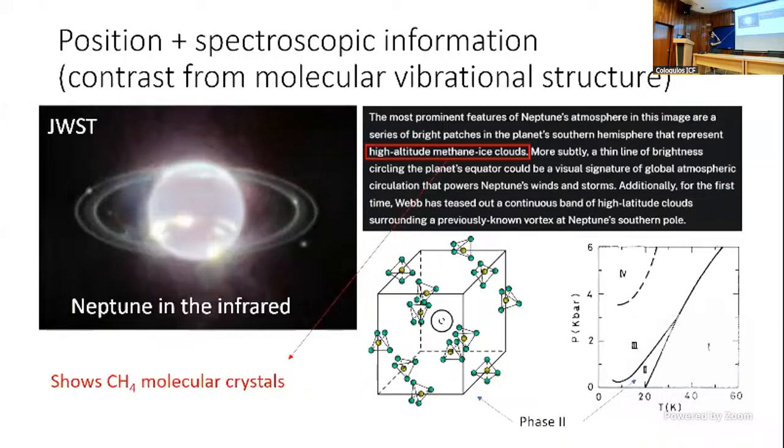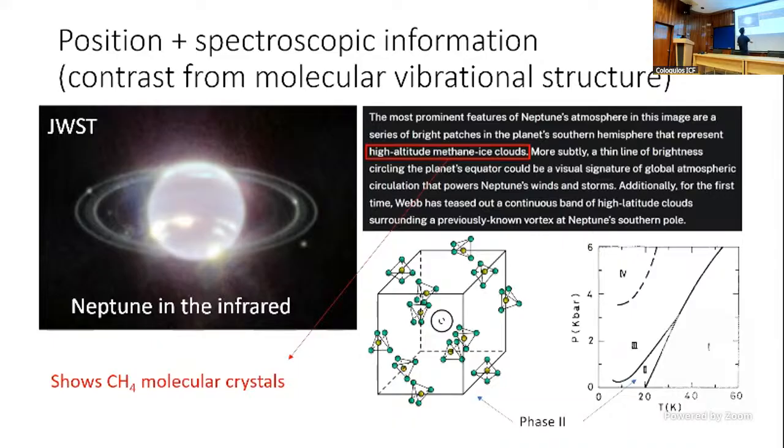So this is an image of Neptune in the infrared. You see, they have here position information and spectroscopy information at the same time in the infrared. So they have this image, but it's not in the visible. And this is why they can say something like this. This is on the NASA website.